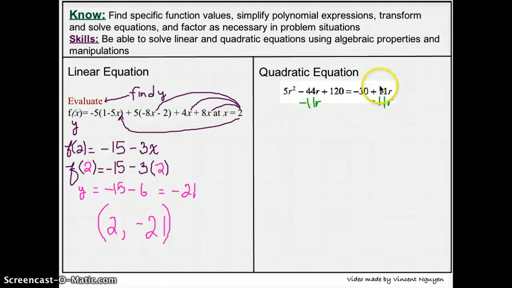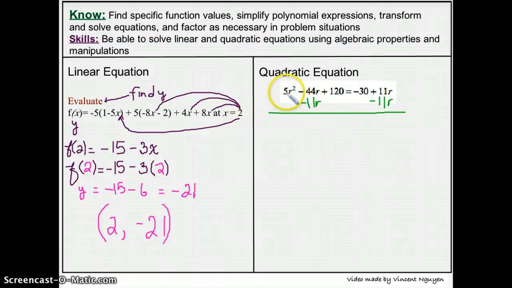In order for me to move the positive 11r, I actually end up subtracting it because I want this to zero out. But if I subtract it on the right hand side, I have to subtract it on the left hand side. And because it is the r term, I would write my subtraction underneath the r term. I don't want to write it underneath 120, and I don't want to write it underneath r squared, because this is simply r, not r squared. Then I would just simplify that and find out what it equals.